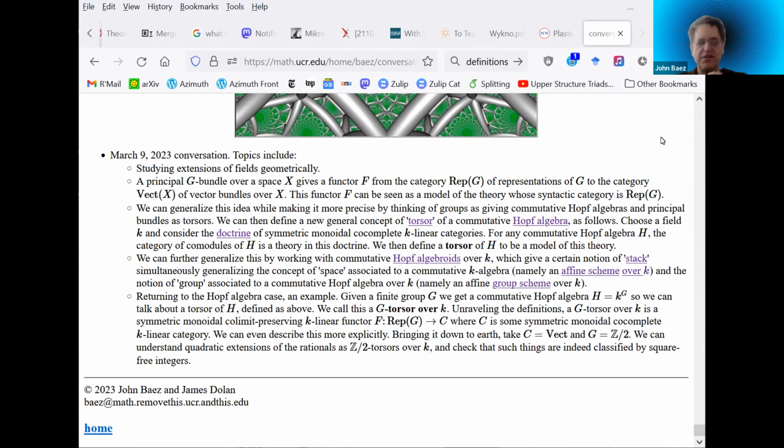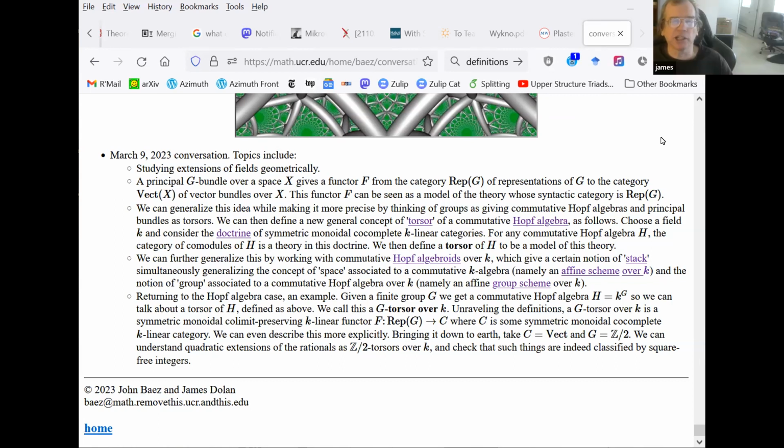So the idea is then that instead of working with our group G, we work with a commutative Hopf algebra H, and instead of working with representations of G, we work with comodules of H, and the category of comodules of H is a category of this kind that we're discussing. And so we call it a theory. And then we define a torsor of H to just be a model of this theory.